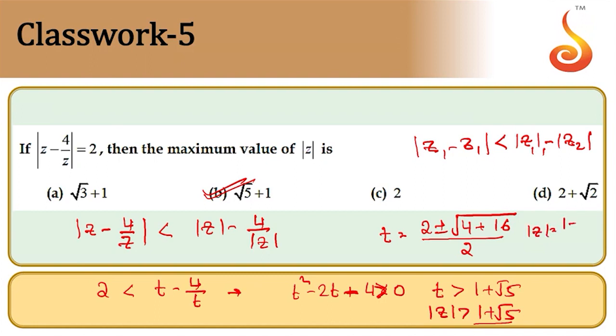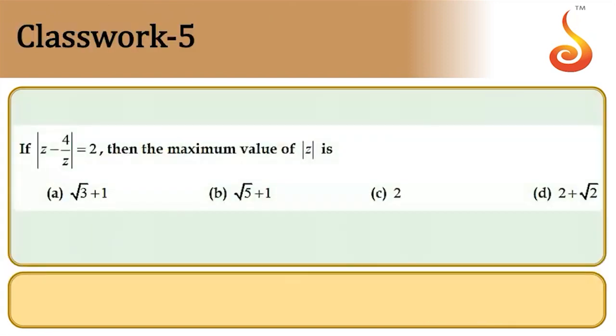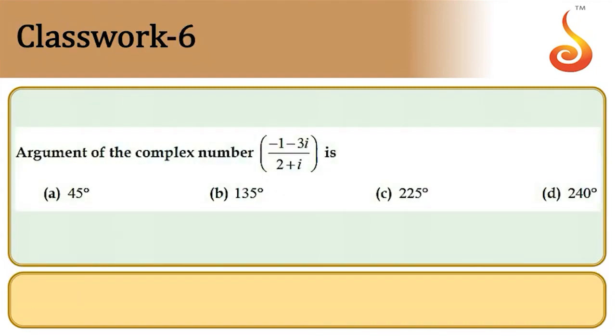One value is 1 minus root 5, which is not possible. The other value is 1 plus root 5, so mod z maximum value is root 5 plus 1. Then argument of a complex number. First we simplify this one.